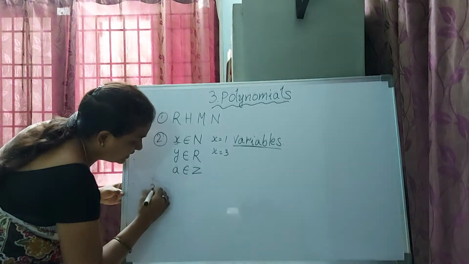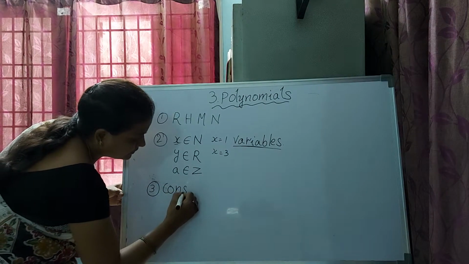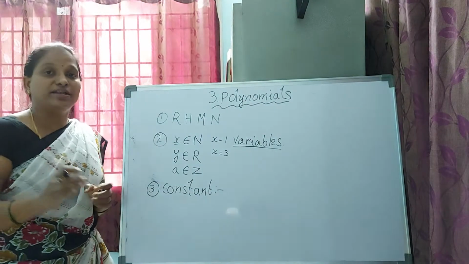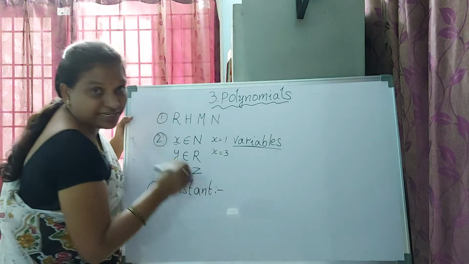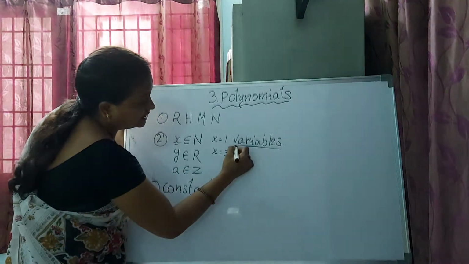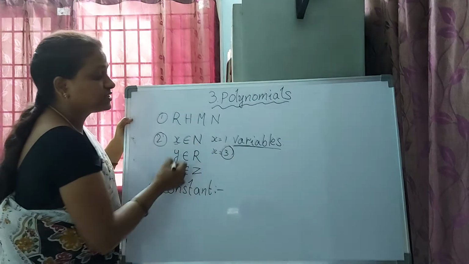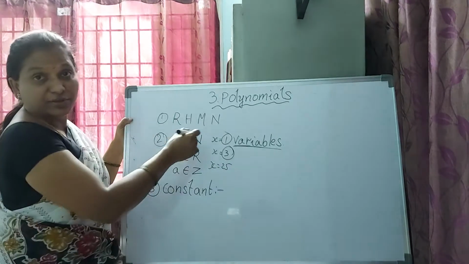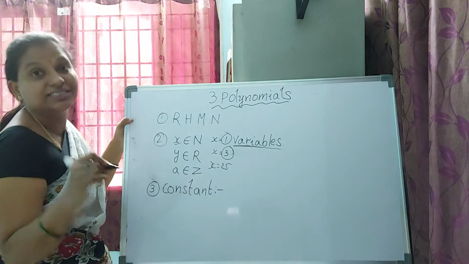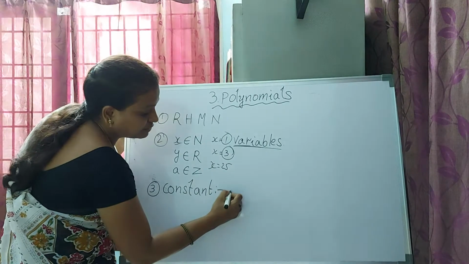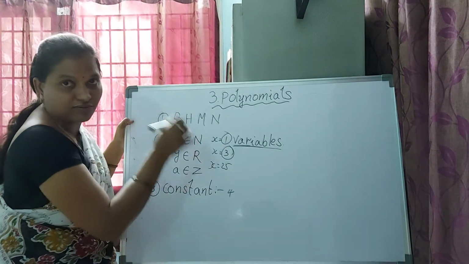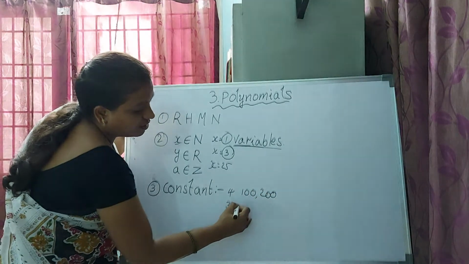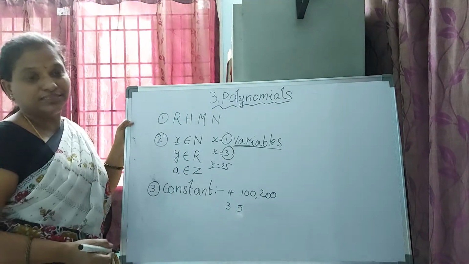Okay, what about the constant? What is a constant? Constants are fixed values. They never change. Here variables we can change. Sometimes x is equal to 3, sometimes x is equal to 1, sometimes x is equal to 25. Variables may change, but constants never change in any problem. See, 4 is always 4 only. 100, 200, or 3 or 5, like that. These are the constant values.